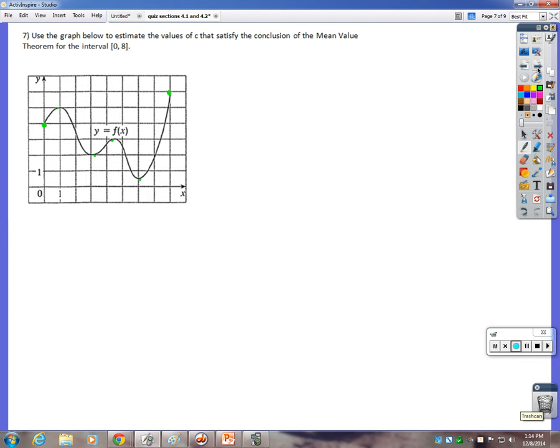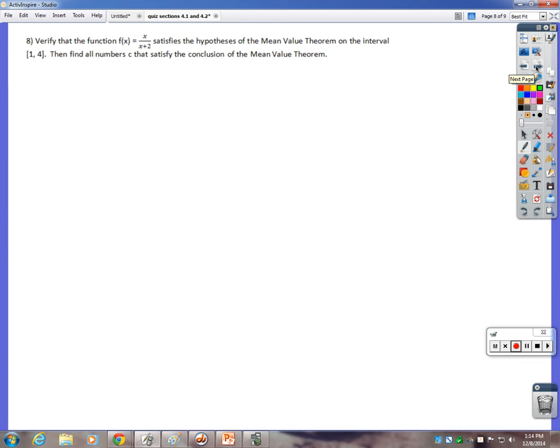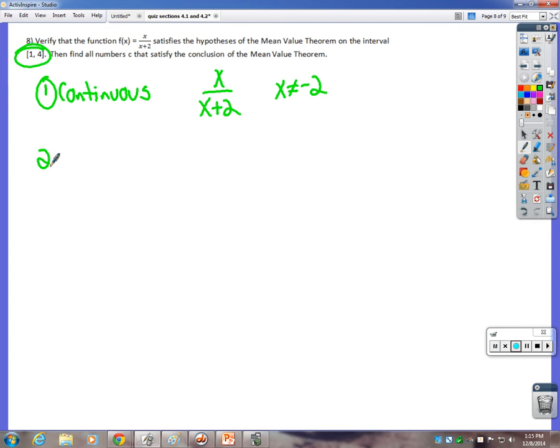Alright, number 8. Verify that the function satisfies the hypotheses of the mean value theorem. So what were the hypotheses of the mean value theorem? Yeah, the mean value theorem only has two. First of all, it's continuous. Now that might have made you go, wait a minute, because this isn't continuous. Where is x over x plus 2 discontinuous? Right, at x equals -2. But why does that not cause us a problem in this case? Right, because we only care about that interval. So that is okay.